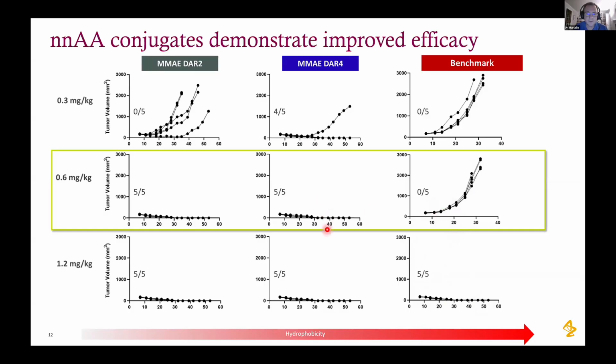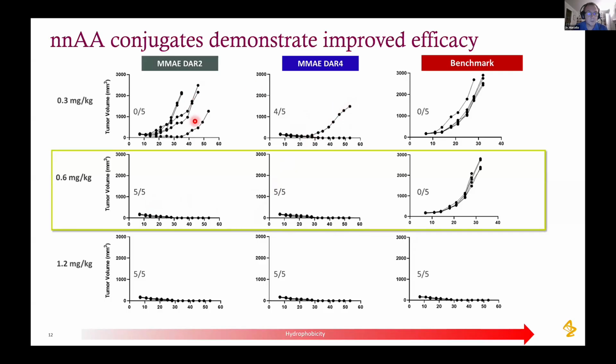That was not the case for our non-natural amino acid ADCs. The increased stability allows us to deliver more efficiently to tumors. So we see that the performance is retained even at half the dose of the efficacious levels of the benchmark. So at 0.6 mg per kg, we still see total tumor control. The DAR4 is even pretty efficacious at 0.3 mg per kg. We had 1 mouse regrow its tumors.